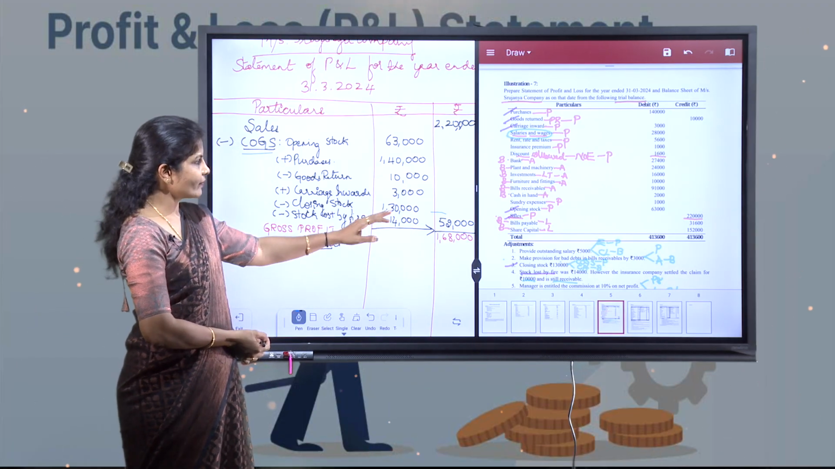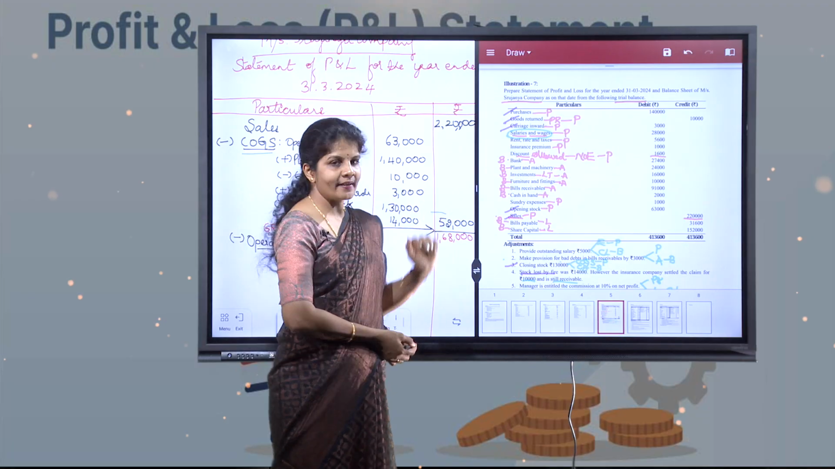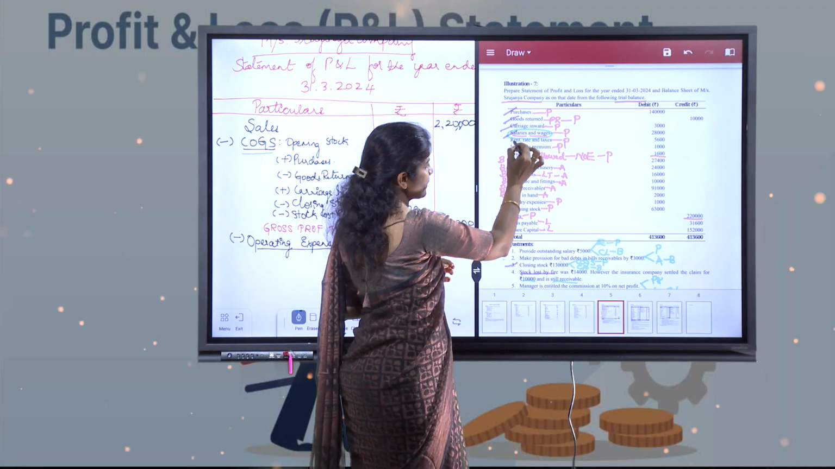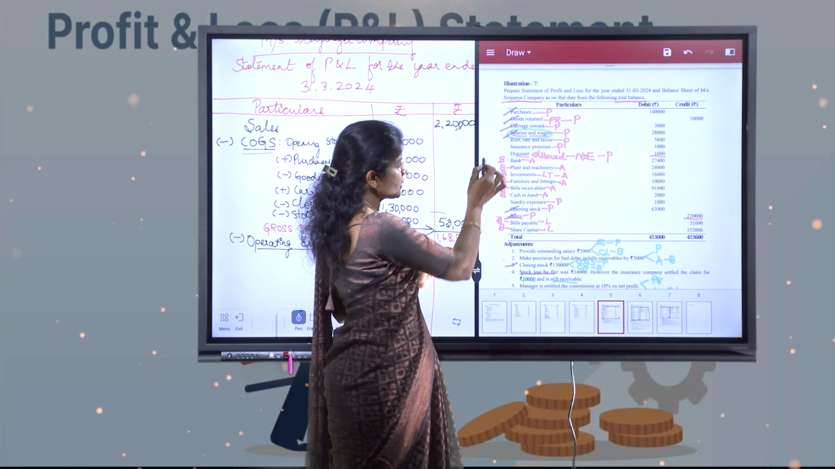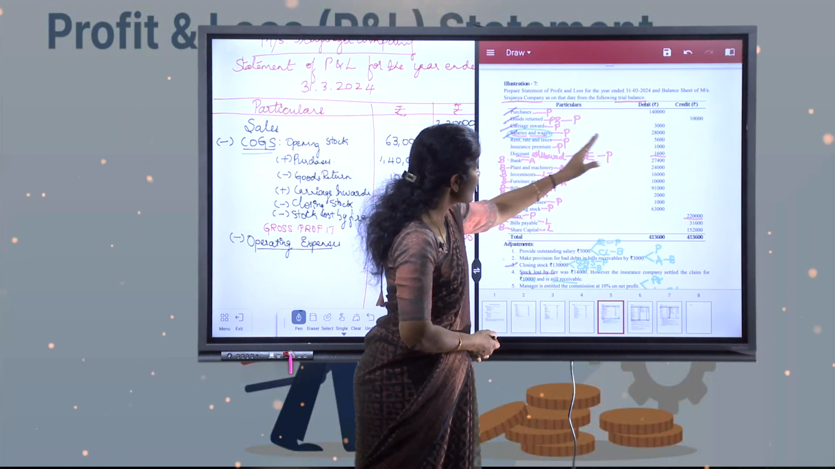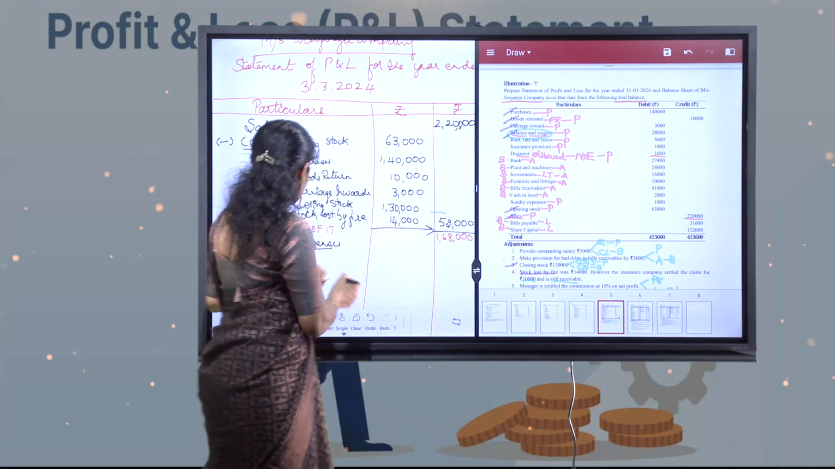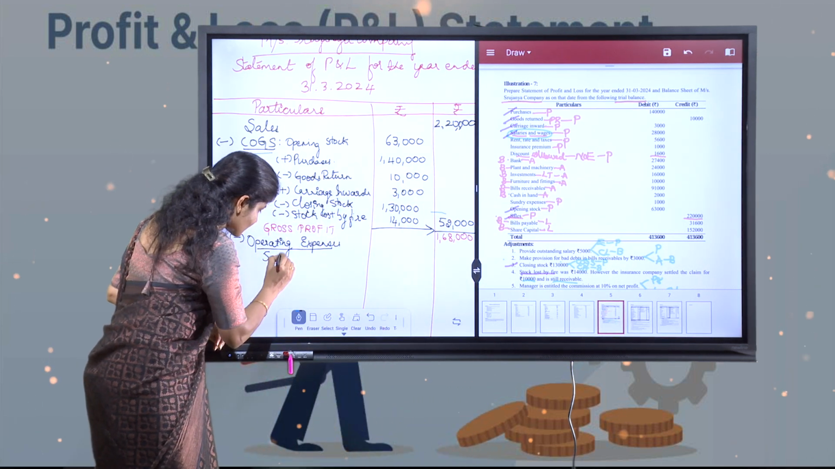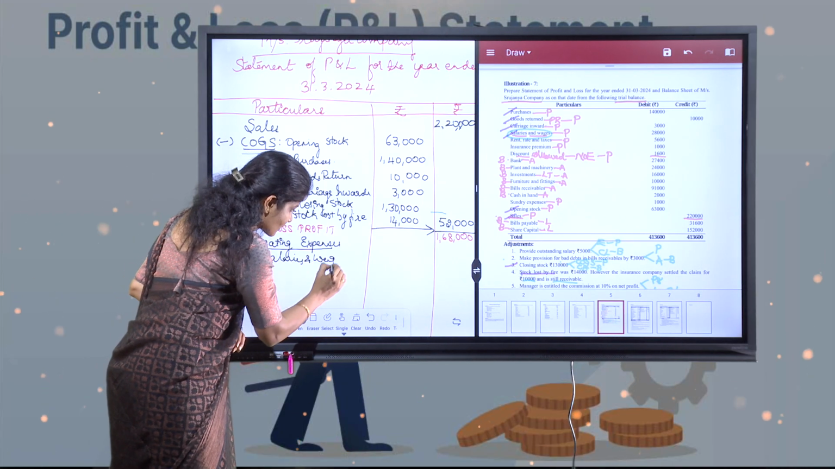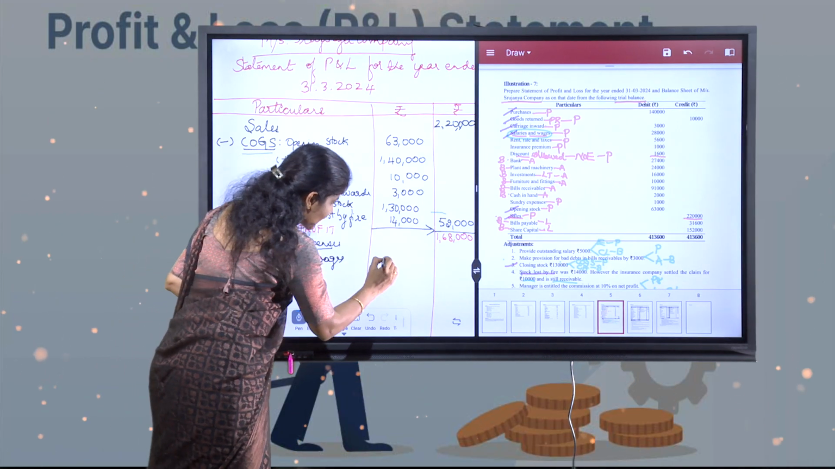Let us take one by one. First one is salaries and wages. Of course, the salaries and wages are the operating expenses. Rent, rates and tax, operating expenses. Insurance premium is also operating expenses. Let us take one by one. Salaries and wages, 28,000.